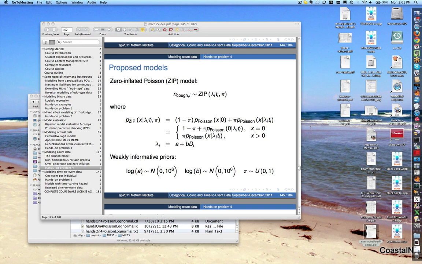Okay, so where we left this off is we're still in the process of analyzing the data from our hands-on problem 4, and we had gone through the basic Poisson model and then a couple of models to deal with overdispersion, our Poisson-gamma or negative binomial model and the Poisson log-normal model. I promised we were going to take a look at the ZIP model as another option, the zero-inflated Poisson model.